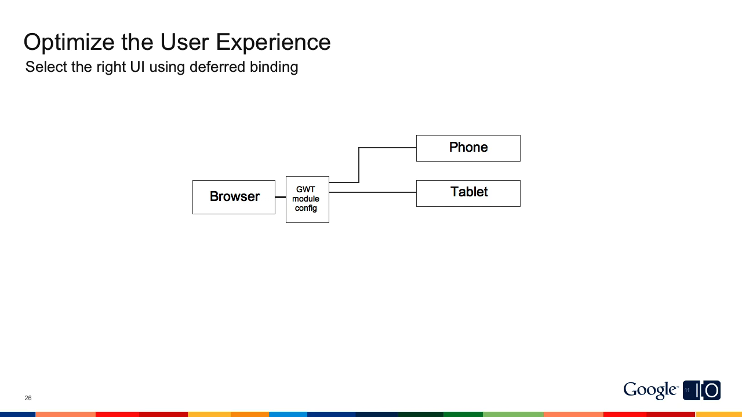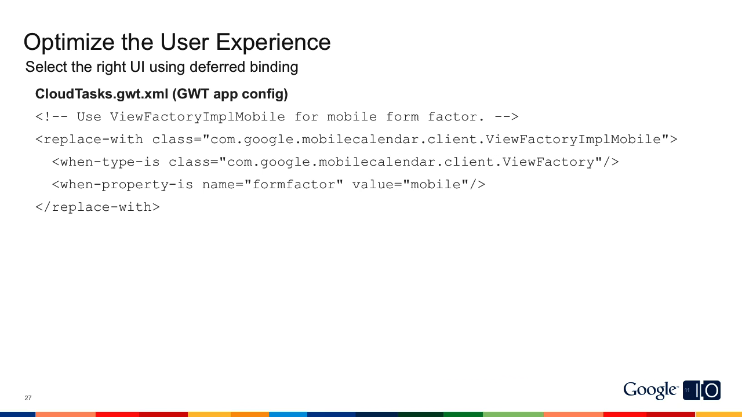So I mentioned this GWT module config file, and it's really just an app configuration file for your GWT-based application. In this case, I've got cloudtask.gwt.xml. And inside of that file is a whole bunch of properties for your application. So it's where you define all your dependencies. It's where you might actually define your entry point. And then another thing you do is you define some of your deferred binding properties.